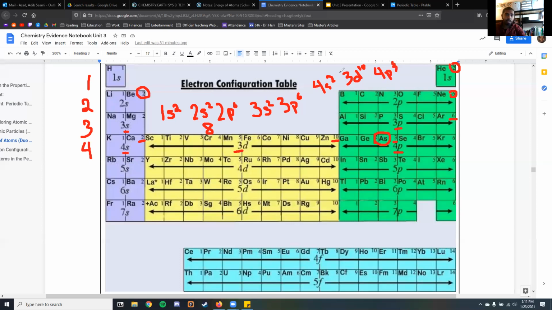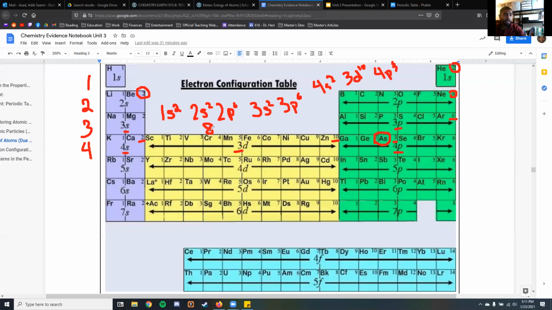And so that's how we do an electron configuration. We go through every single electron on the way to our target. Our target here was arsenic, and so it's 1s2, 2s2, 2p6, 3s2, 3p6, 4s2, 3d10, 4p3.